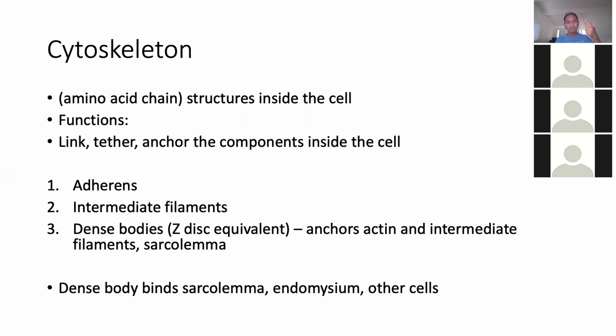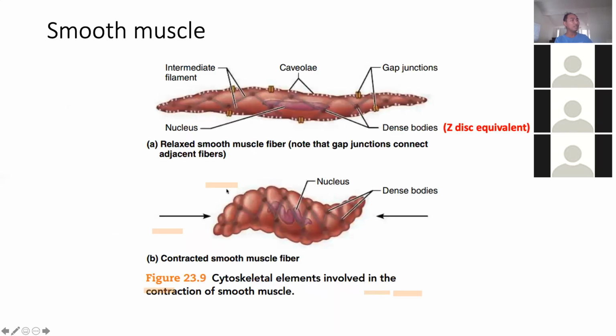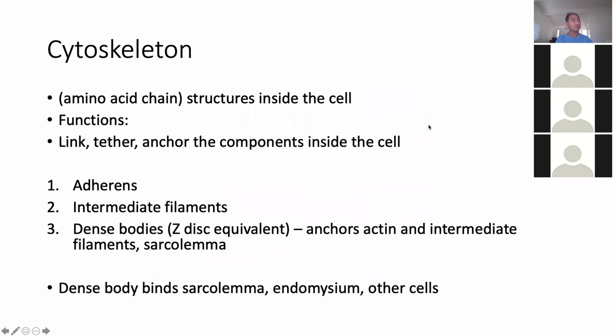They are inside the cell. They give the form and structure and keep everything in order in the smooth muscle cell components. And they include adherens, intermediate filaments, and dense bodies. Yes, we have seen the intermediate filaments, which are running like lace fibers here. Where the crossings are, we will say dense body. These dense bodies are Z-disc equivalent.